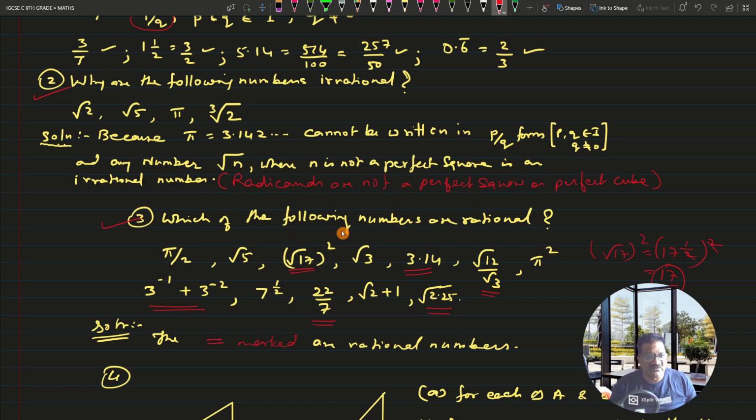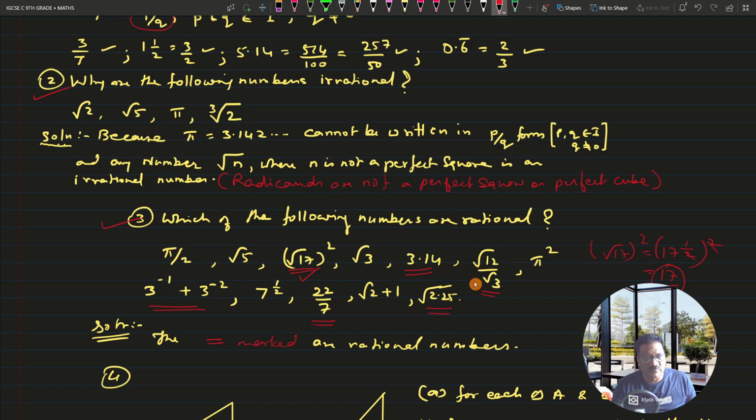So the question was, which of the following numbers are rational? So first one is this. This is a rational number. Root 3, no, it is a perfect irrational number. 3.14, yes, it is a rational number because 3.14 can be written as 314 upon 100, which is of the form P upon Q, where P, Q belong to integers, Q not equal to 0. So 3.14, of course, is a rational number.